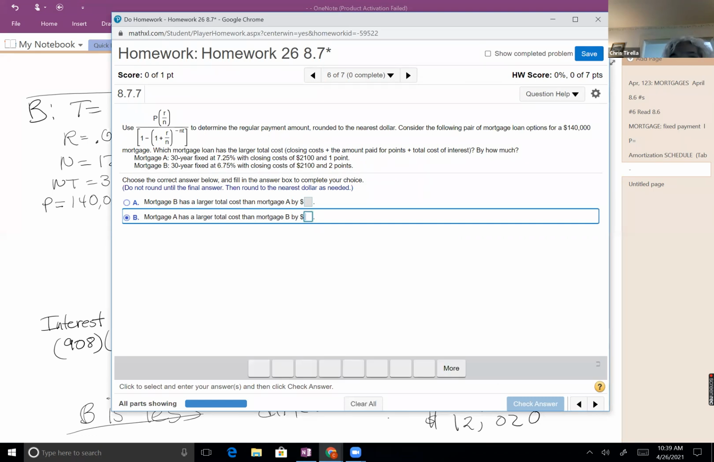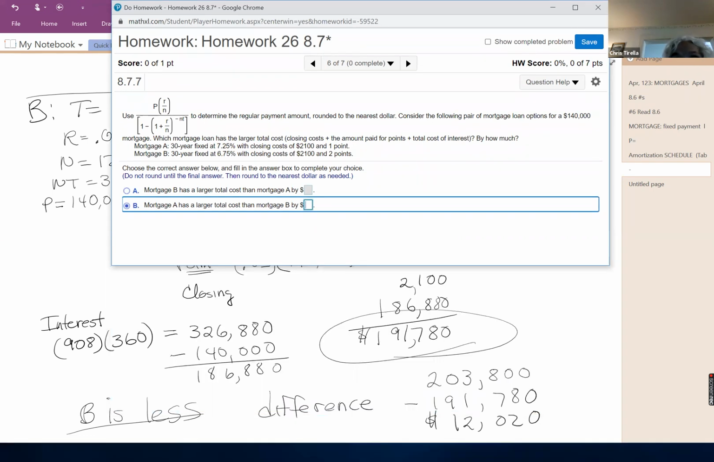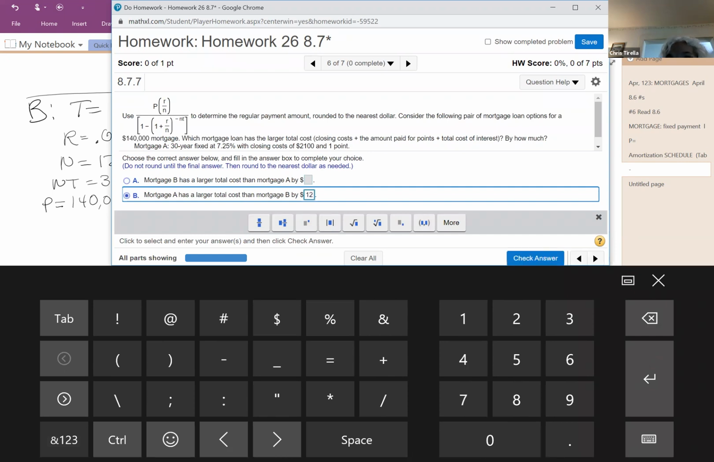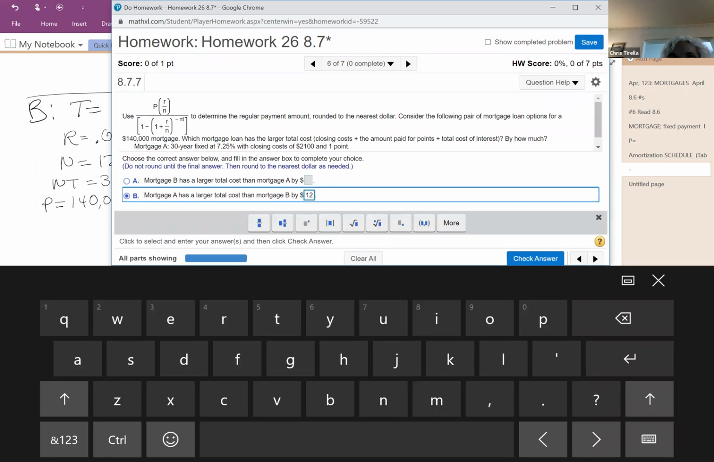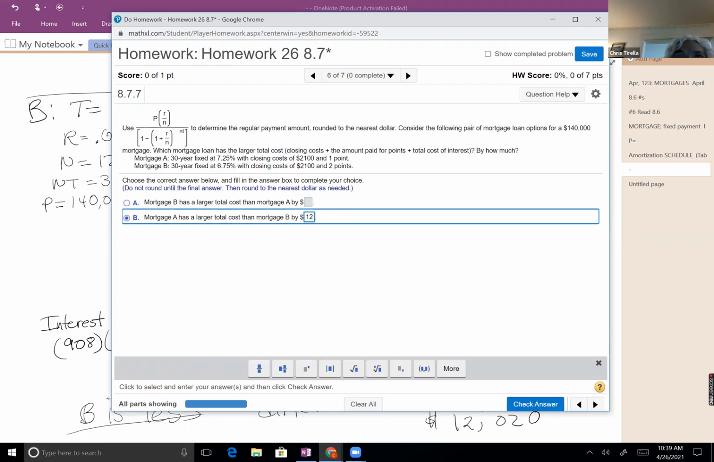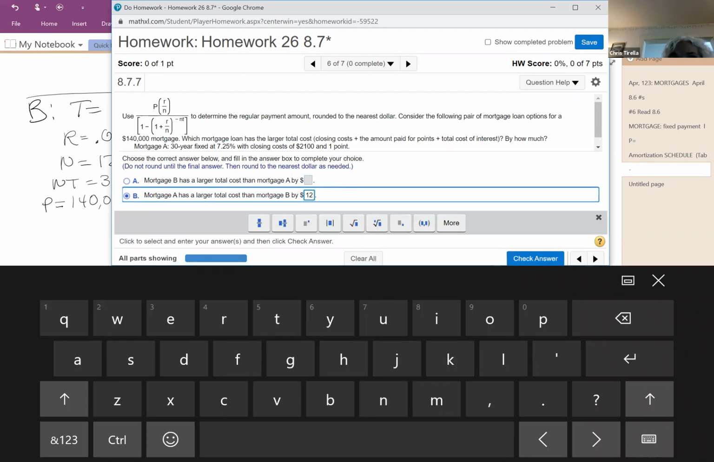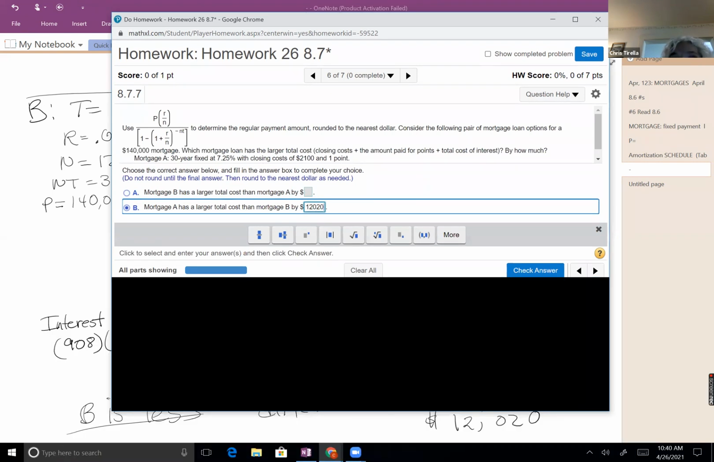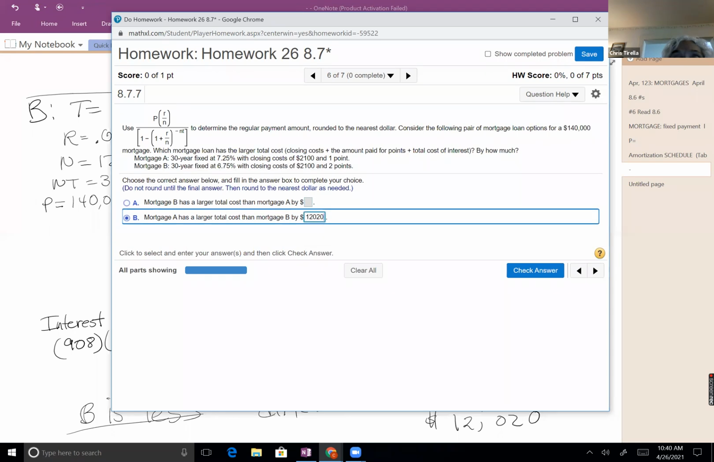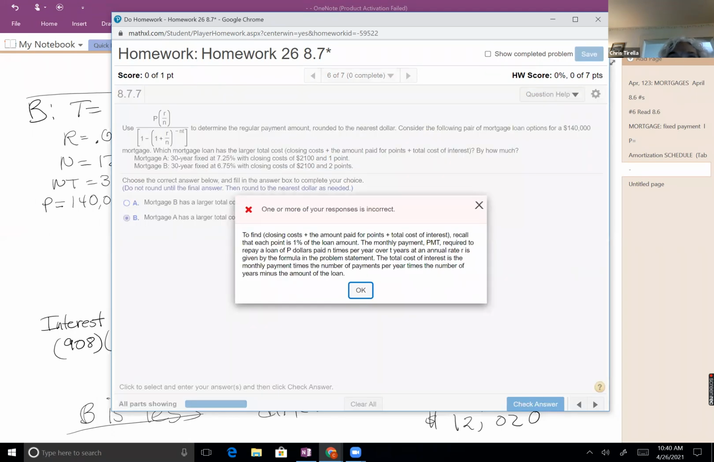And the difference is the, no, I don't want to close that. I want to move it. And it's not letting me. Okay, 12020. Uh-oh, what did we do wrong?